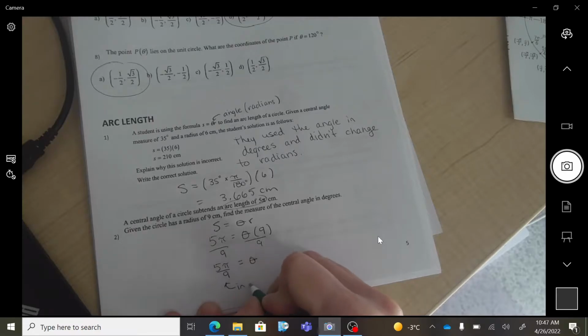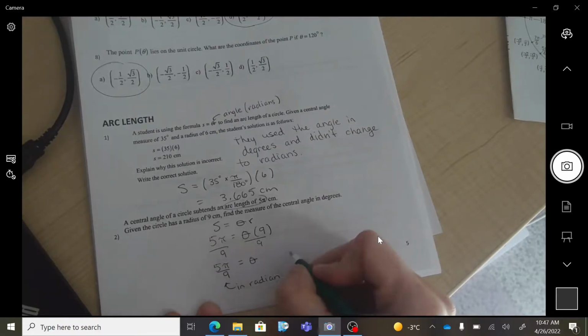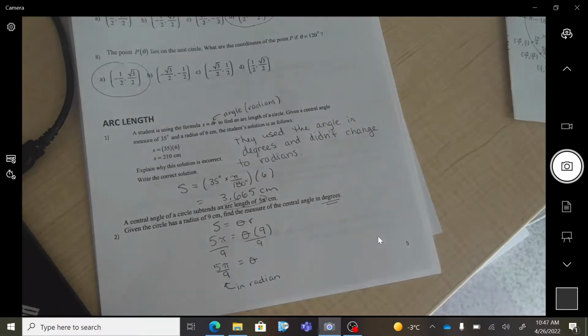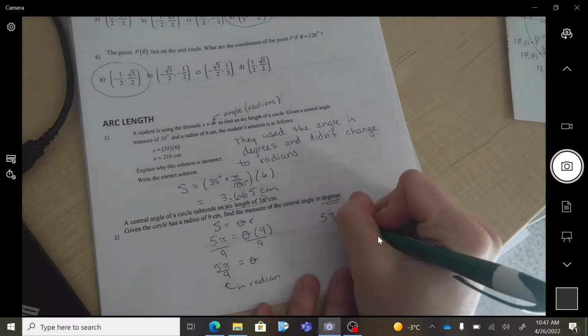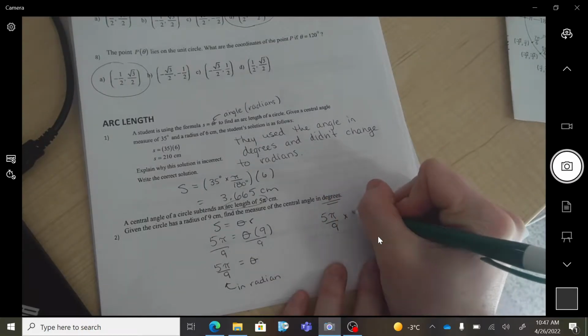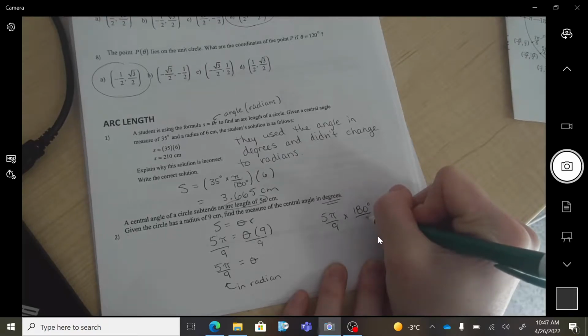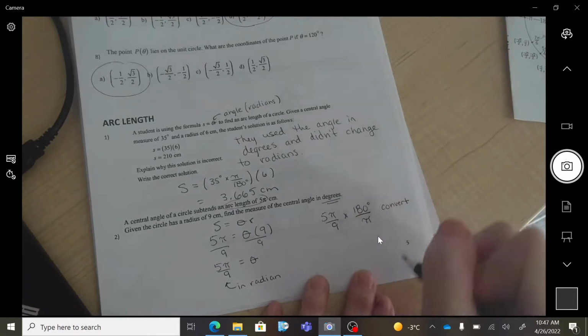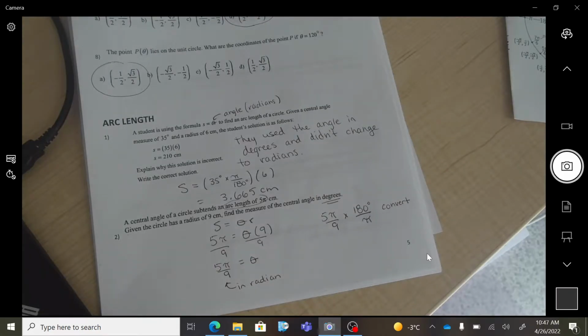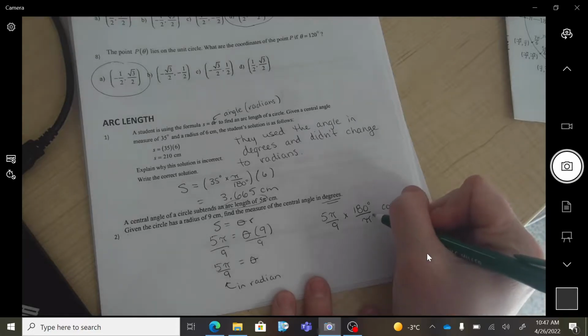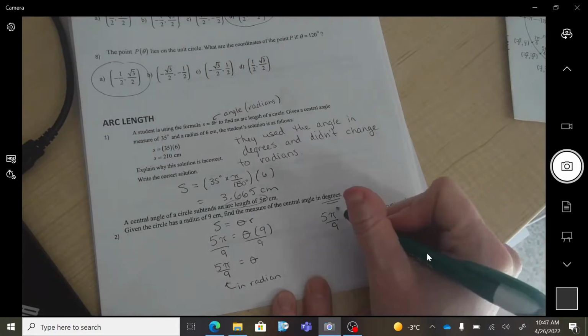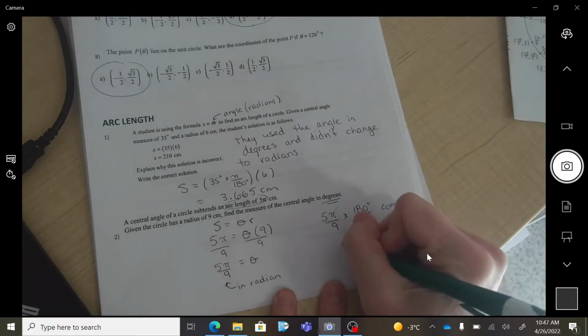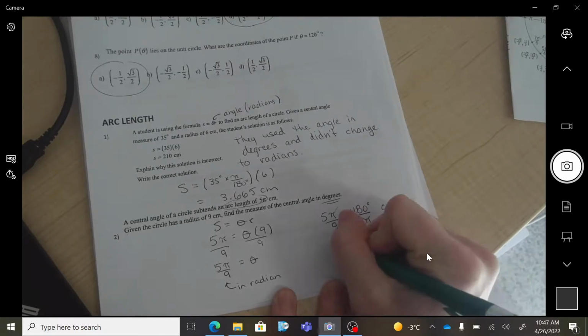This angle is in radians, but I need it in degrees. So 5 pi over 9. Now I'm going to times it by 180, divide it by pi. This will convert it to degrees. Okay, so once I do that, and you can do that all in your calculator, or you could cancel the pi's, your answer should be 100 degrees.